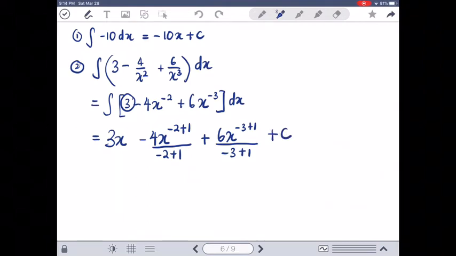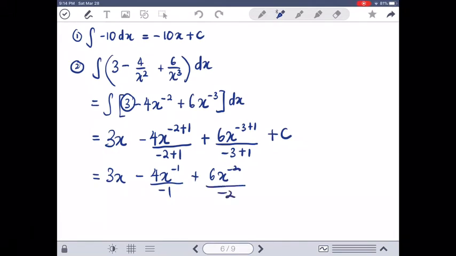Don't forget your c. So now we simplify everything. 3x minus 4x to the power of negative 1 over negative 1 plus 6x to the power of negative 2 over negative 2 plus c.